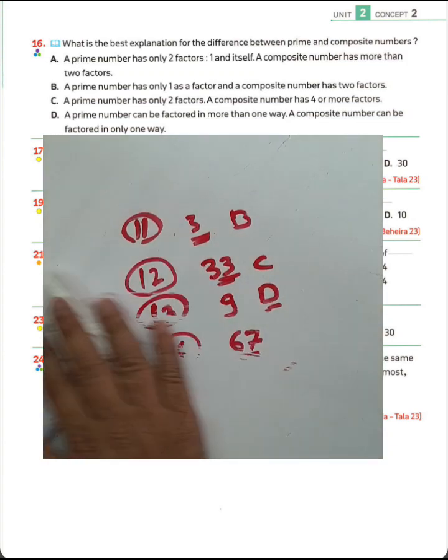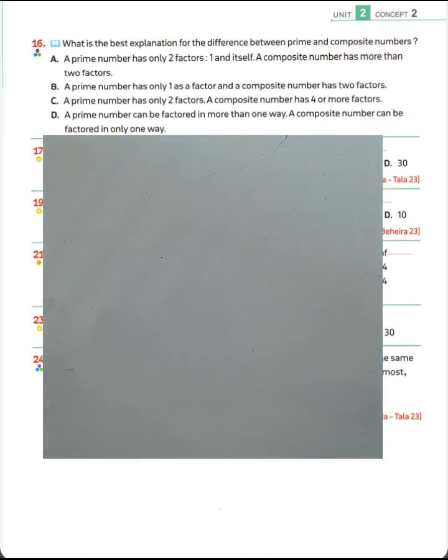Look with me at question 16 here and pay attention to this example. What is the best explanation for the difference between a prime and a composite number? Letter A. A prime number has only two factors, 1 and itself. A composite number has more than two factors. It's true. Choose letter A for question 16.